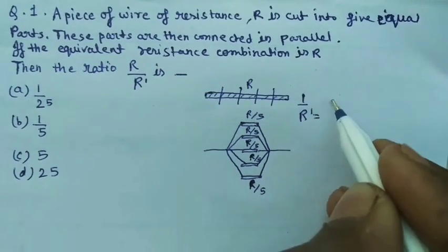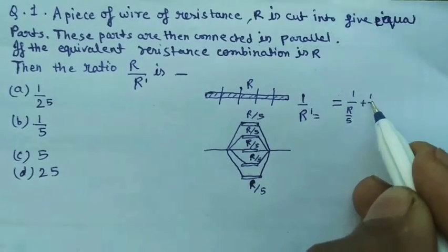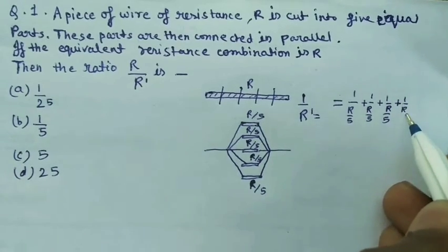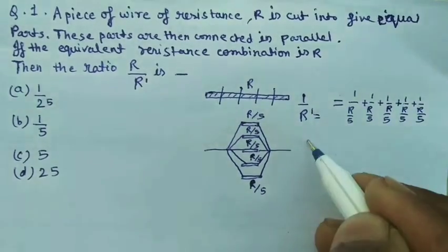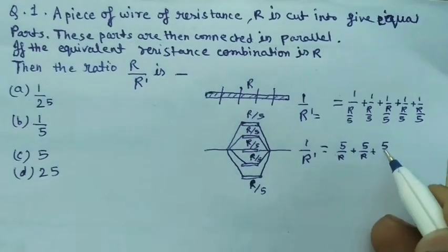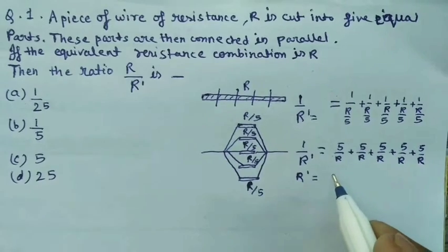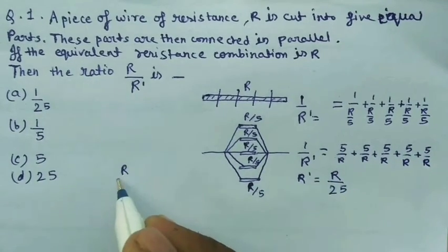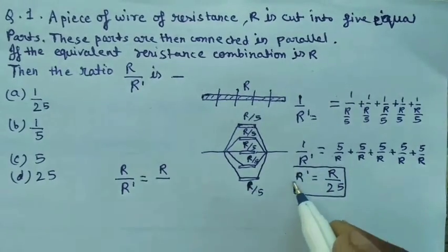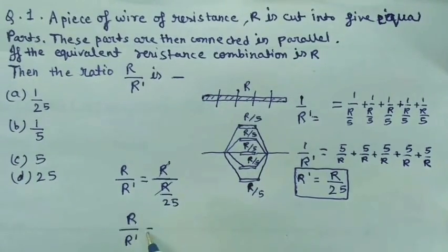1 by R dash is equal to 1 by R by 5 plus 1 by R by 5 plus 1 by R by 5 plus 1 by R by 5 plus 1 by R by 5. So 1 by R dash is equal to 5 by R plus 5 by R plus 5 by R plus 5 by R plus 5 by R. R dash is equal to R by 25. R by R dash is equal to R upon R dash, which is R divided by R by 25. R cancelled, so R by R dash is equal to 25.